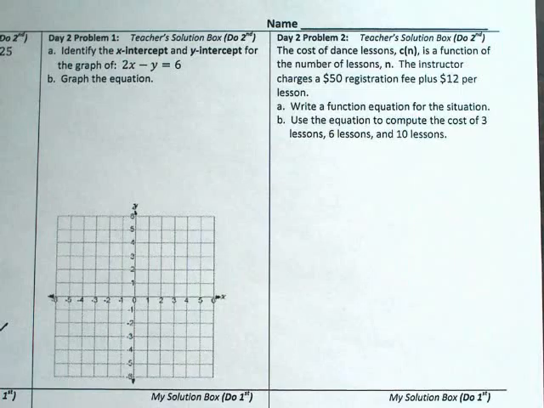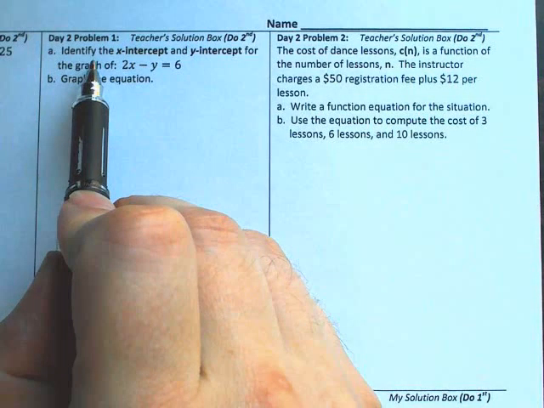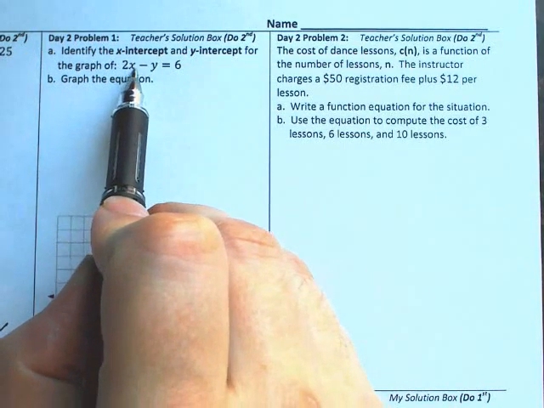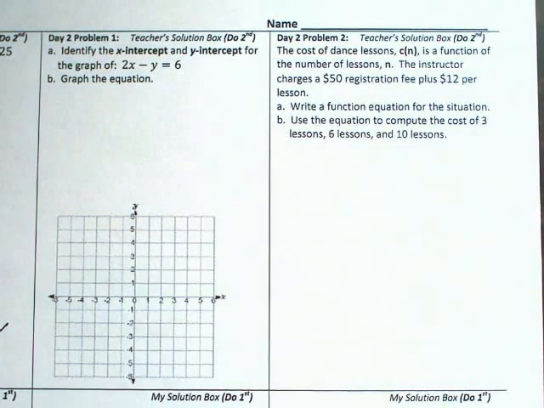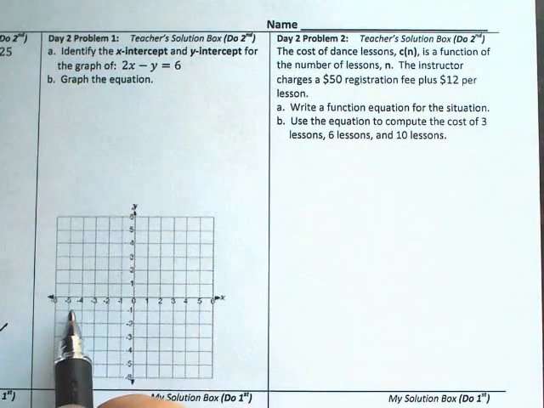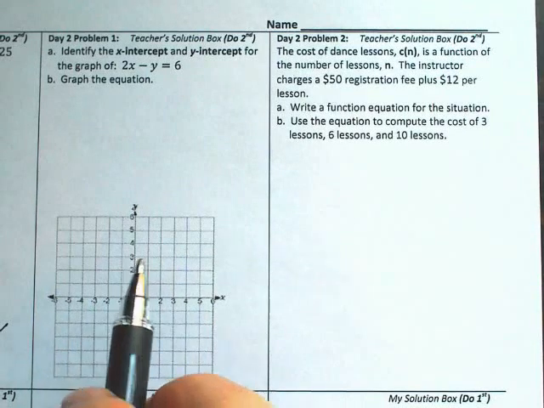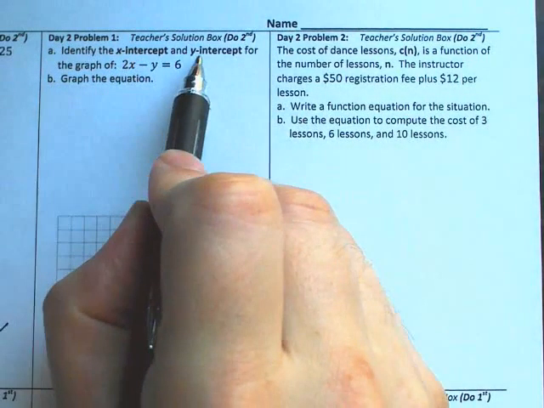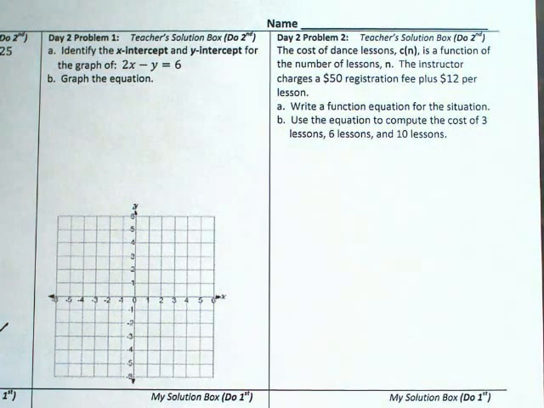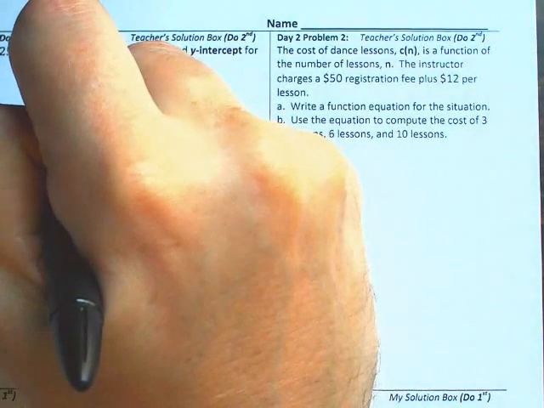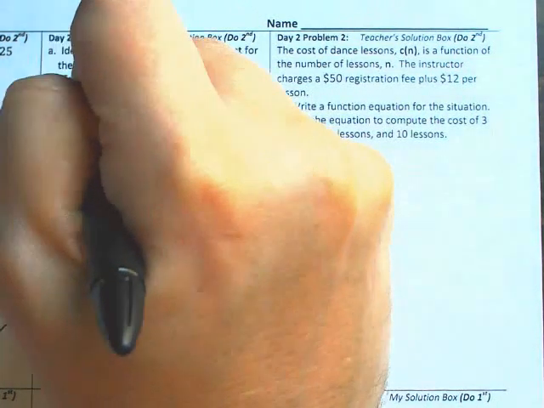Day 2, problem 1. In question A, we're asked to identify the x-intercept and the y-intercept for the graph of this linear equation. So a linear equation, when graphed, is going to create a line on the grid, and that line usually will touch the x-axis at a dot and touch the y-axis at a dot. And those are called the x-intercept and y-intercept. We are asked to figure out where those locations are. So in part A, the first thing we're asked to get is the x-intercept.